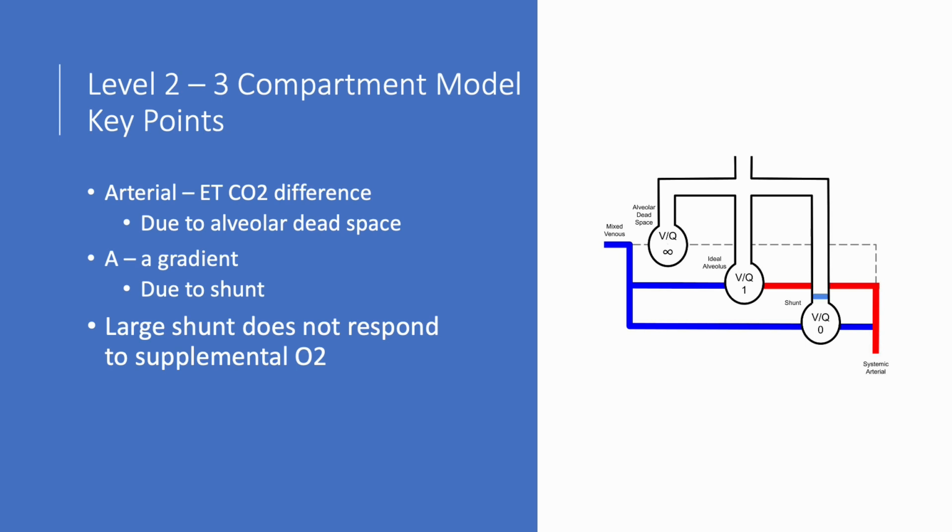In summary, we can use the three-compartment model to explain why the end-tidal CO2 is generally slightly lower than arterial CO2, and this is due to the presence of alveolar dead space. Similarly, we can use this model to explain why arterial PO2 is slightly lower than alveolar PO2, and this is due to the presence of a small degree of shunt. We should also very clearly understand why a large shunt does not respond well to supplemental oxygen.